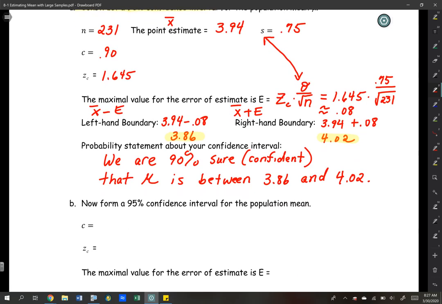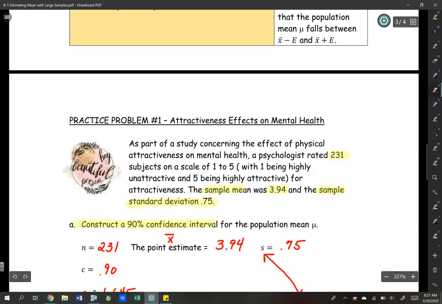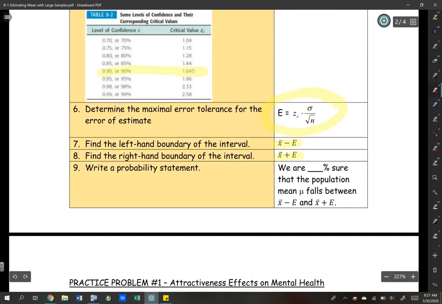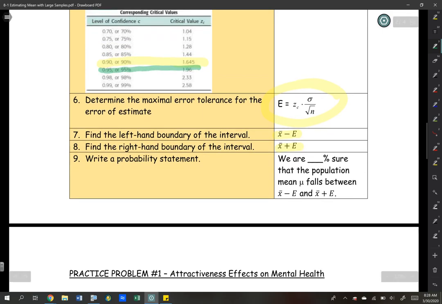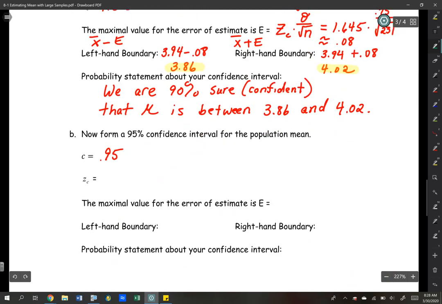Now it says form a 95% confidence interval. So we're going to write C equals 0.95. We have to go back to our table 8.2 and we have to look up 95%. All right, so I'm going to highlight that in a different color here. Here's 95%. Here's our z-score of 1.96. So we'll write 1.96. Right, and I'll just make a note here as a reminder. This is from table 8-2.